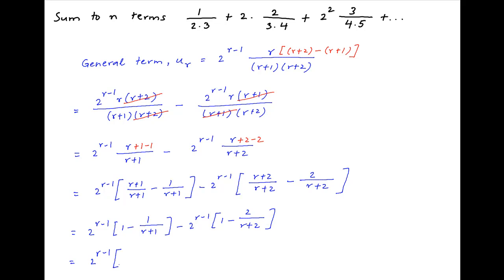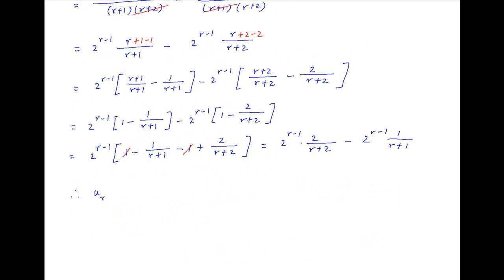Taking 2^(R-1) common, we get 2^(R-1) multiplied by, in brackets, 1 minus 1 upon (R+1) minus 1 plus 2 upon (R+2). 1 cancels inside the brackets, and we are left with 2^(R-1) times 2 upon (R+2) minus 2^(R-1) times 1 upon (R+1). Therefore, the general term of the series U_R is equal to 2^R upon (R+2) minus 2^(R-1) upon (R+1).